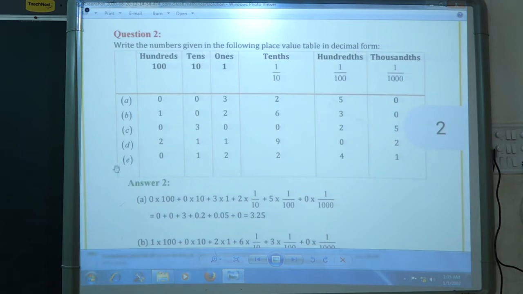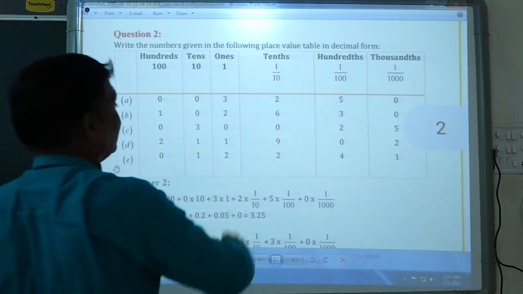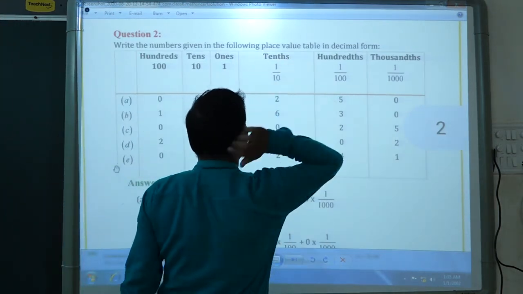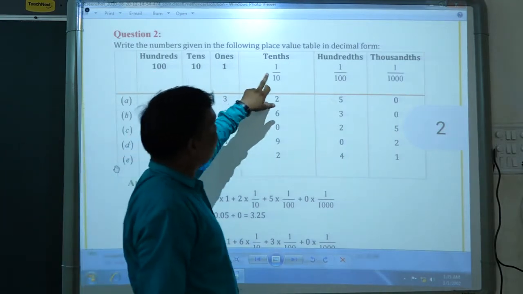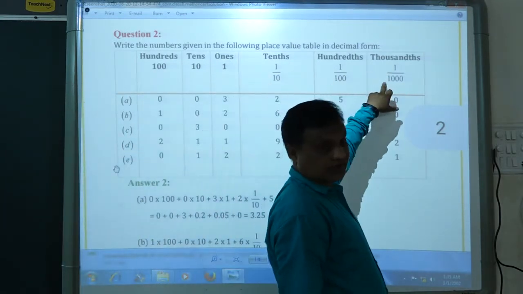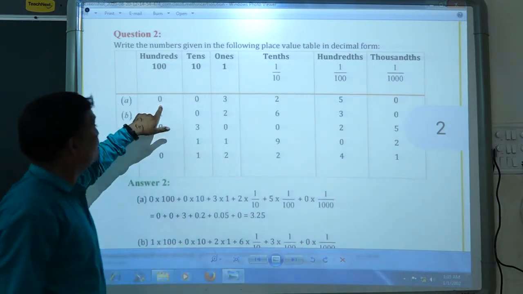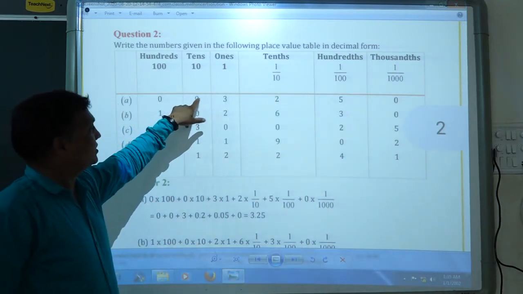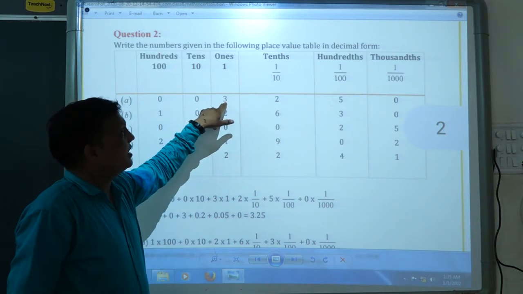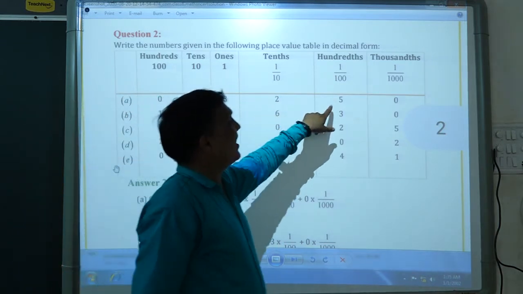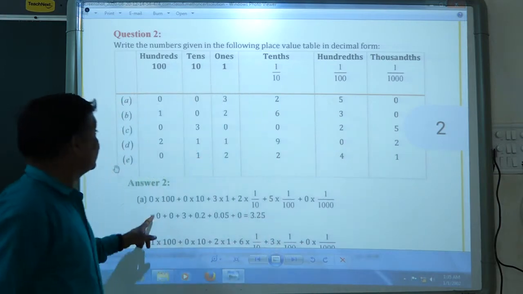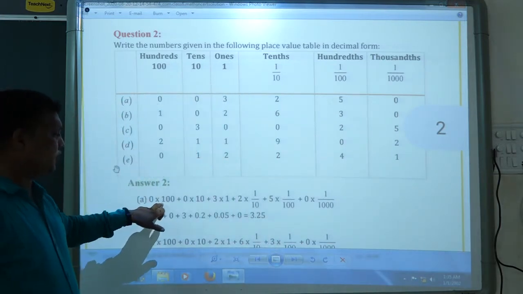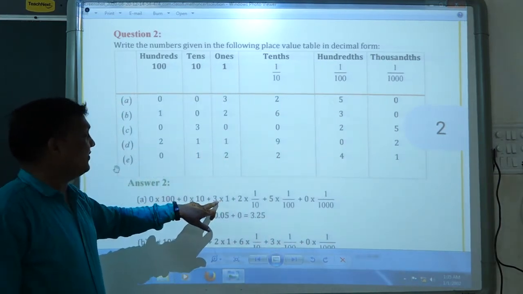Now here it is given: write the number given in the following place value table in decimal form. Hundreds, tens, ones, tenths, hundredths, thousandths. The first is given: 0 hundreds, 0 tens, 3 ones, and 2 tenths, 5 hundredths, and 0 thousandths. So you have to write that in expanded form. Hundreds, 0. Tens also 0. How many ones? 3 ones.